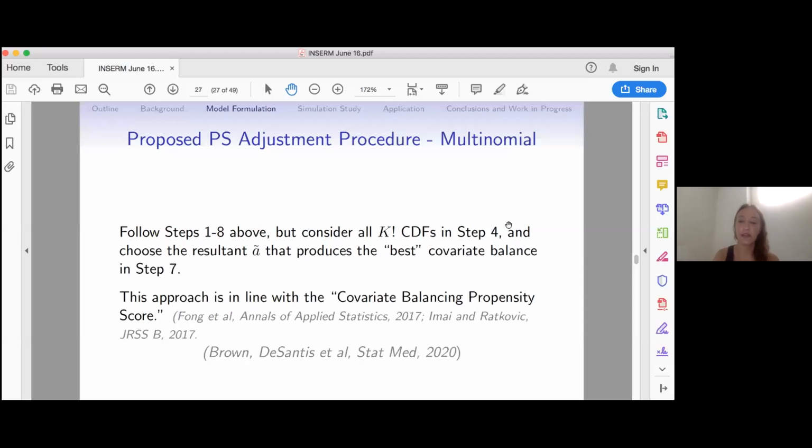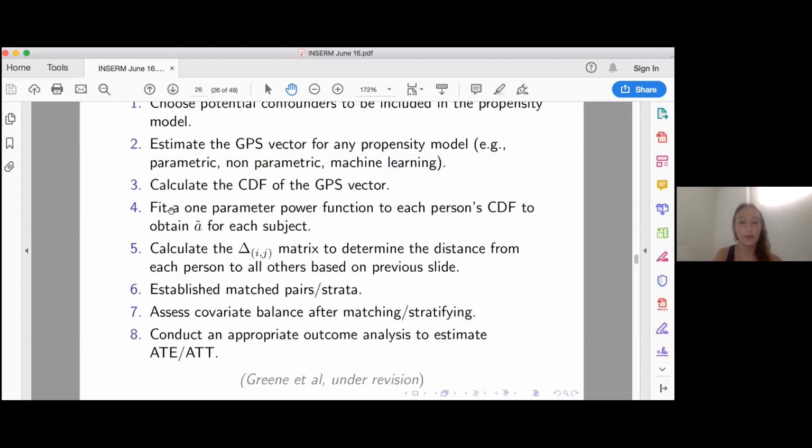So everything is the same above, except in step 4, I don't have 1 CDF like I do in the ordinal case because my doses are ordered. I have K factorial possible CDFs. So I permute them and find the one that minimizes the distance, or actually achieves the best covariate balance.